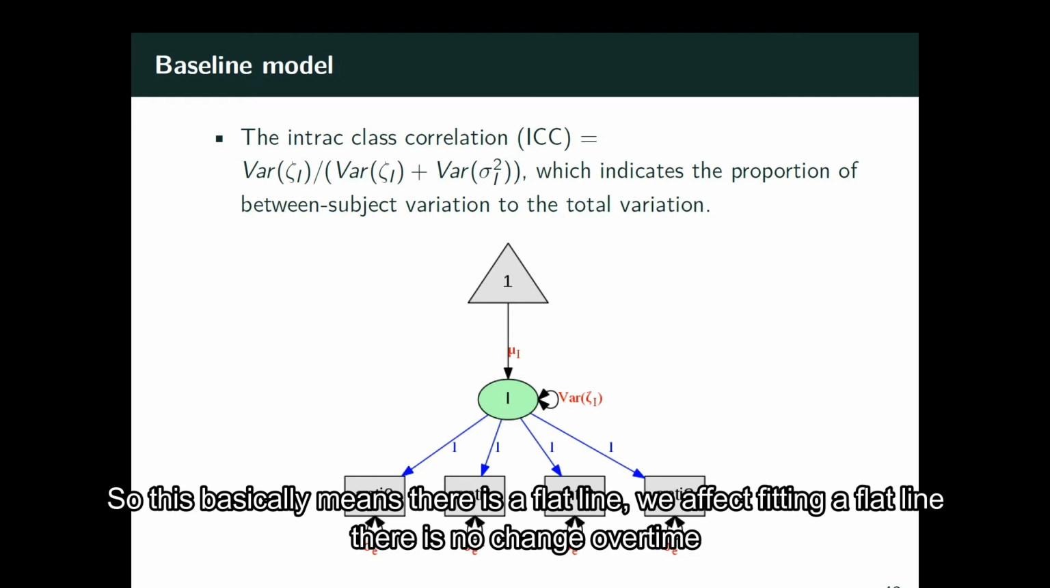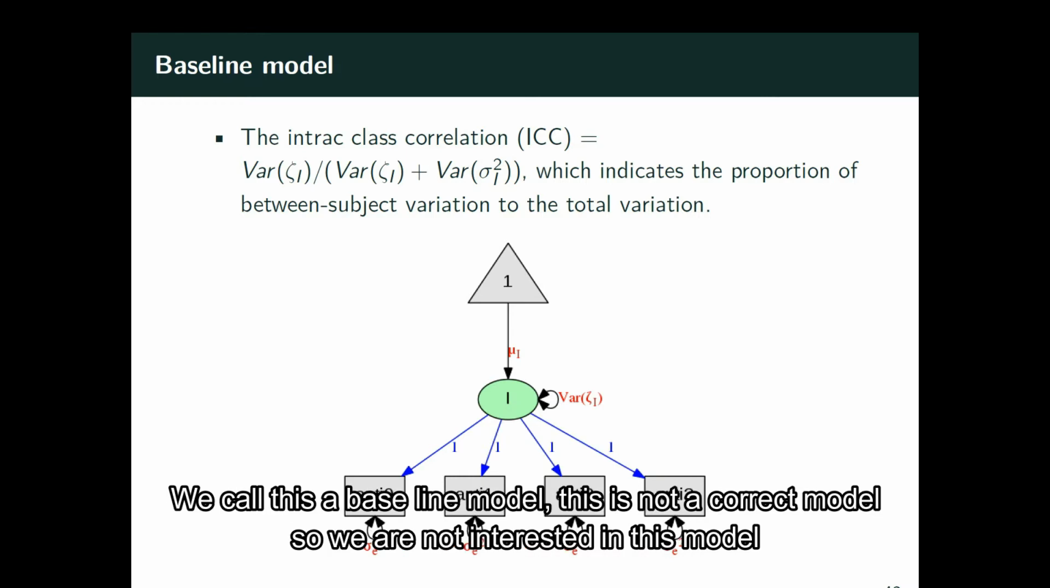So this basically means there's a flat line. We are fitting a flat line. There's no change over time. We call this a baseline model. This is not a correct model, so we are not interested in this model.